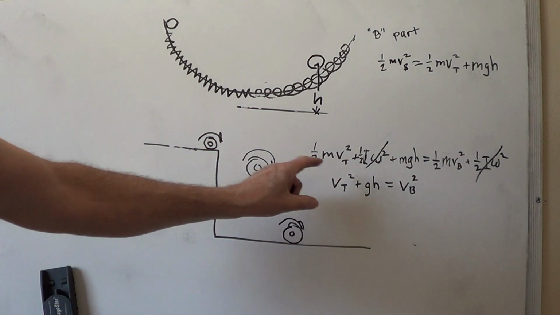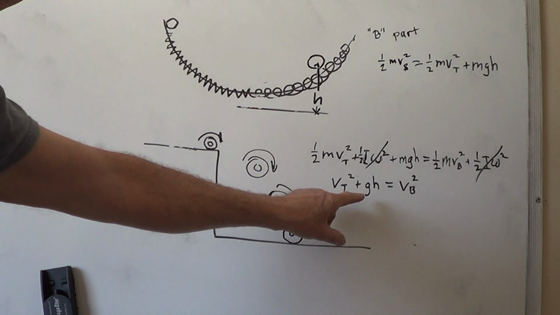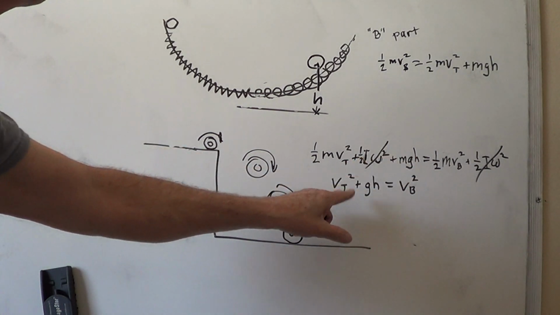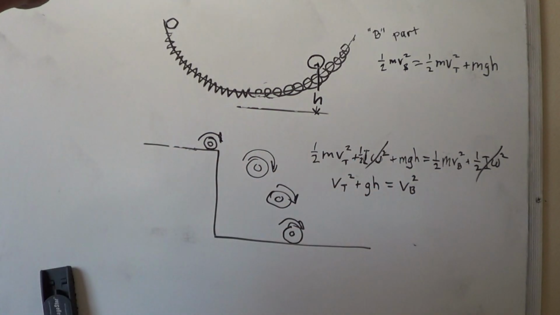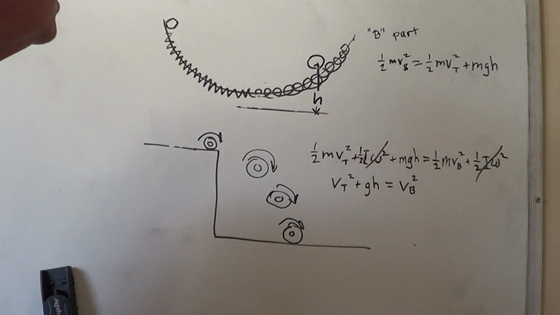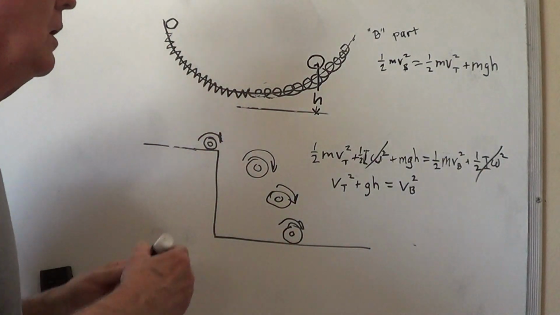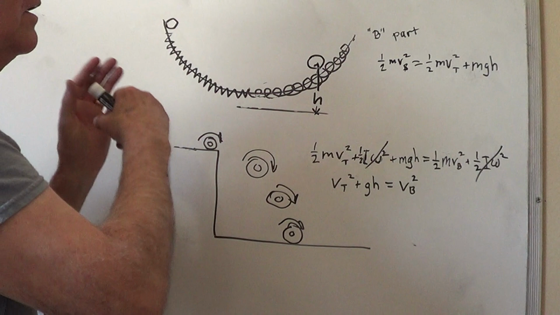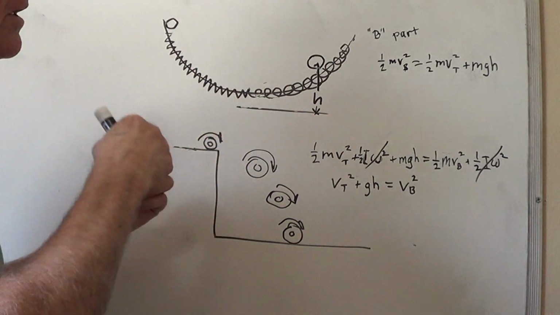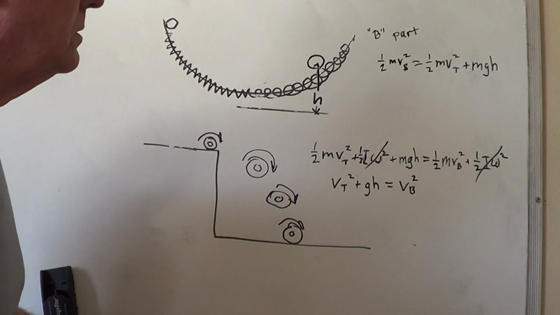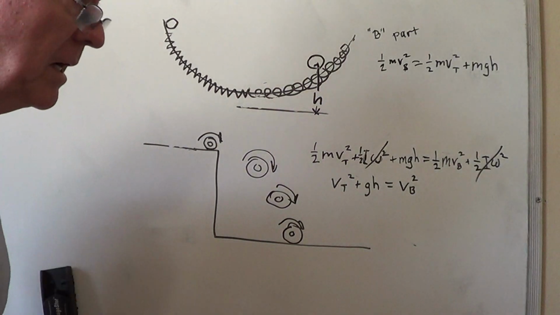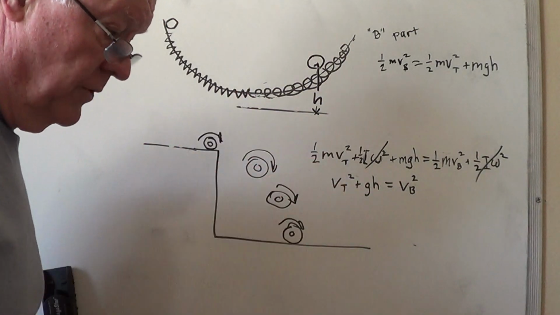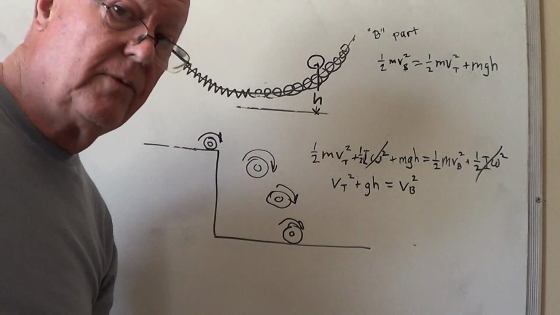Velocity at the top squared plus gh, because the masses are canceled out, is equal to the velocity of the bottom squared. Okay, so I just want to point out to you how the energy changes from potential to kinetic plus rotational, and it may or may not be rotating, so there you go. You have to take that aboard. That's all I wanted.